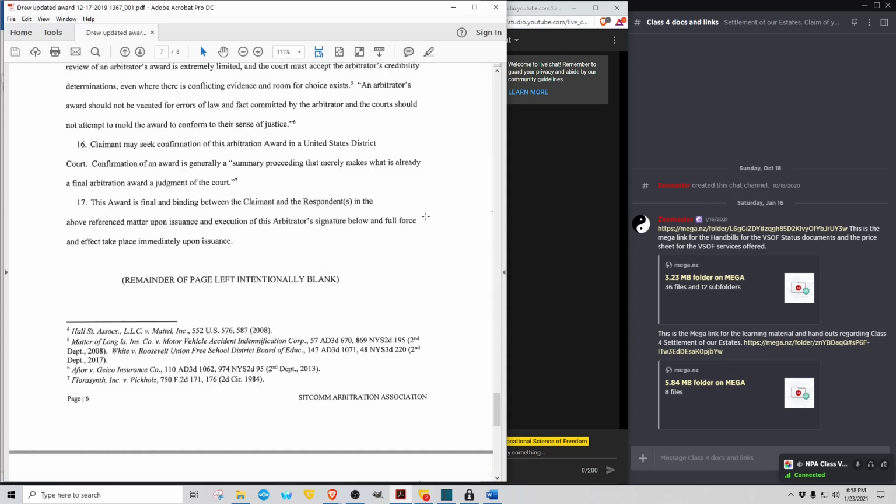16. Claimant may seek confirmation of this arbitration award in a United States District Court. Confirmation of an award is generally a, quote, summary proceeding that merely takes what is already a final arbitration award, a judgment of the court. Okay, so they make what's already a final arbitration award a judgment of the court. That's all confirmation is. It's a summary proceeding. It does not even involve filling out a whole civil cover sheet. It's very simple, and it should, without question, be done instantaneously.